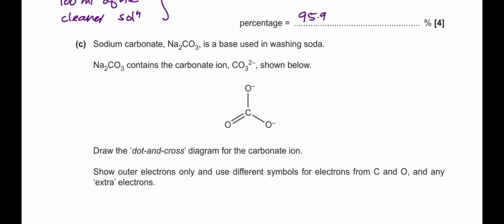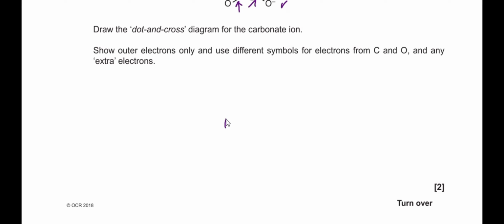Part C. Sodium carbonate Na2CO3 is a base used in washing soda. Na2CO3 contains the carbonate ion CO3 2- as shown below. Draw the dot and cross diagram for the carbonate ion. Show outer electrons only and use different symbols for electrons from carbon and oxygen and any extra electrons. Looking at the diagram of the carbonate ion here, we can see that there will be 2 bonding pairs here, 1 bonding pair here, 1 bonding pair here, and there will be an extra electron on this oxygen and on this oxygen atom. So let us draw the carbon atom at the center.